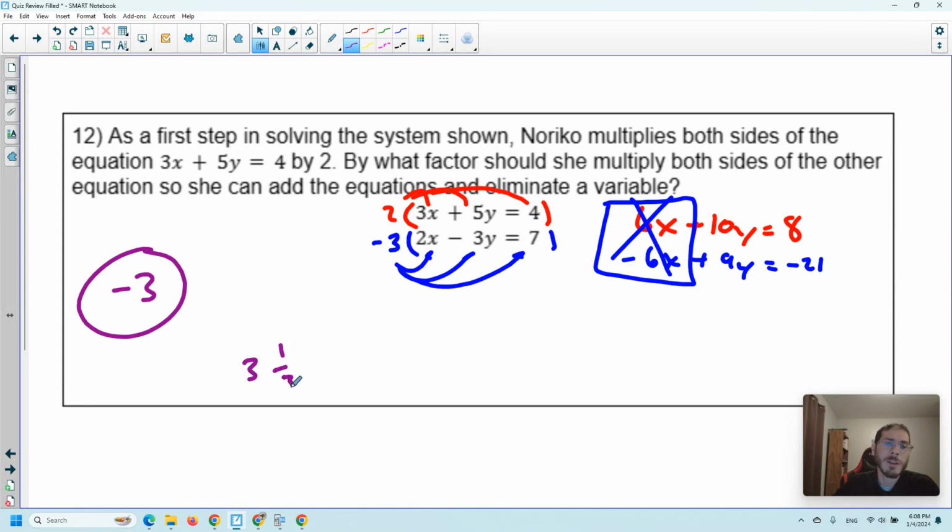If you really wanted to do 3 1/3, that would also work because that would be changing this into a -10. Again, wouldn't really pick it. I don't expect anybody to really go for that one, but it is a choice. It is an option you could pick.